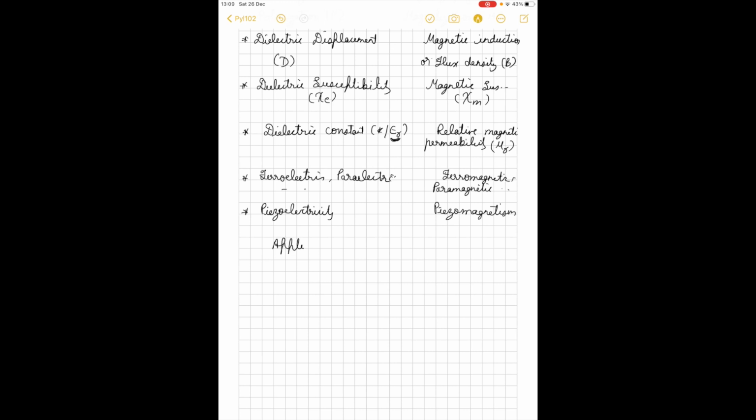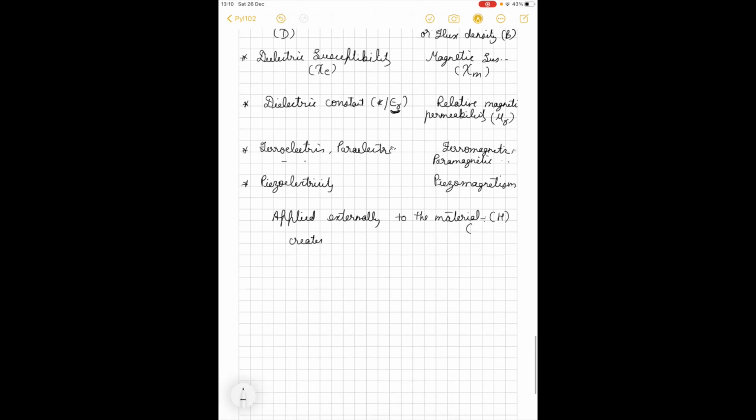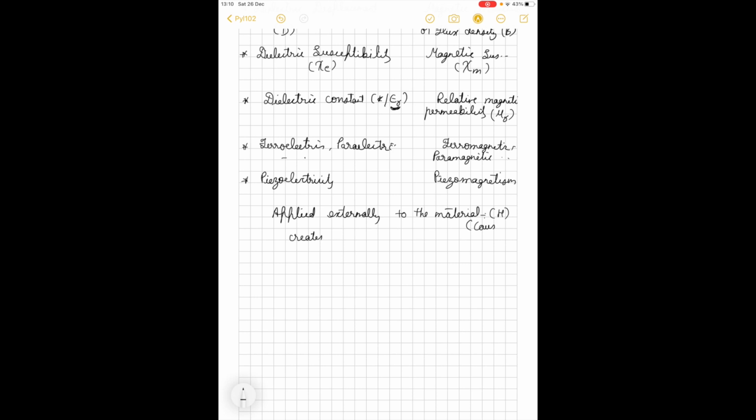So applied externally to the material, and it is denoted as capital H. Okay, and it creates, I'll just write in the bracket, this is the effect. Nope, sorry, this is the cause. So this is the cause, and the effect, it creates M, the magnetization.